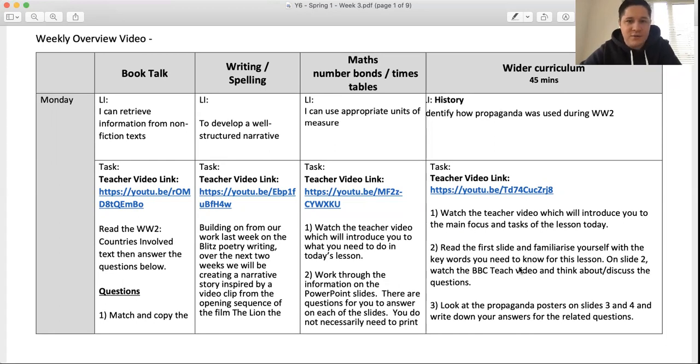In our writing this week, we're going to be doing something really exciting, one of my favorite pieces of writing that we do, and it's all linked to the Blitz scene from Narnia. Now, you might have seen the film The Lion, the Witch and the Wardrobe from Narnia, but it's actually from the book by C.S. Lewis. And it builds on your Blitz poetry, which were fantastic from last week.